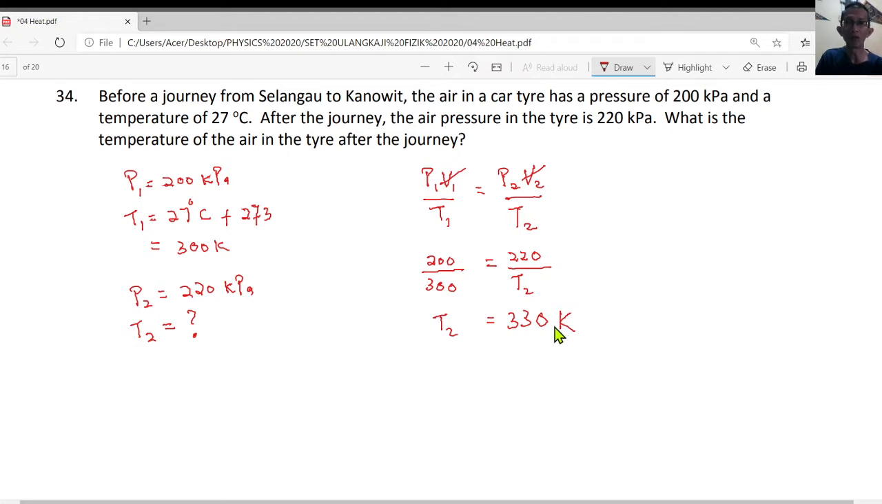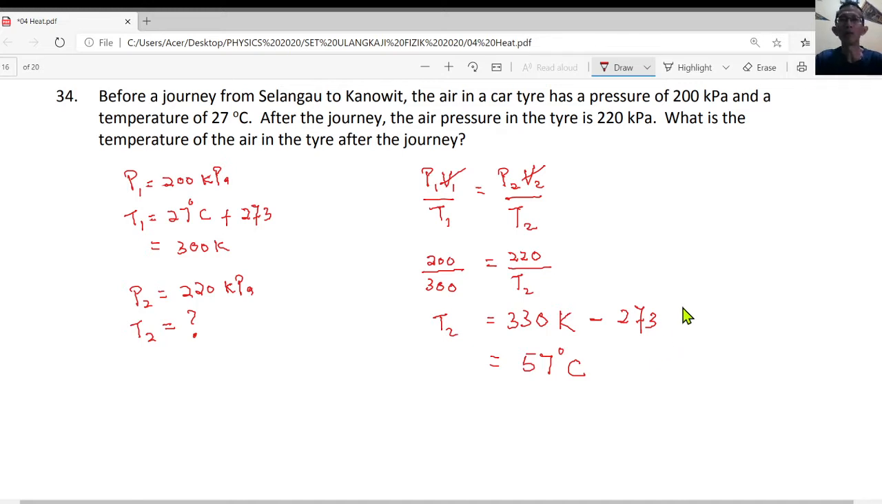So what is this in degrees Celsius? To convert to Kelvin, we add 273. So from Kelvin to degrees Celsius, we deduct 273, so that I can write my temperature in degrees Celsius. That will be 57 degrees Celsius. Okay, can you follow? Alright.